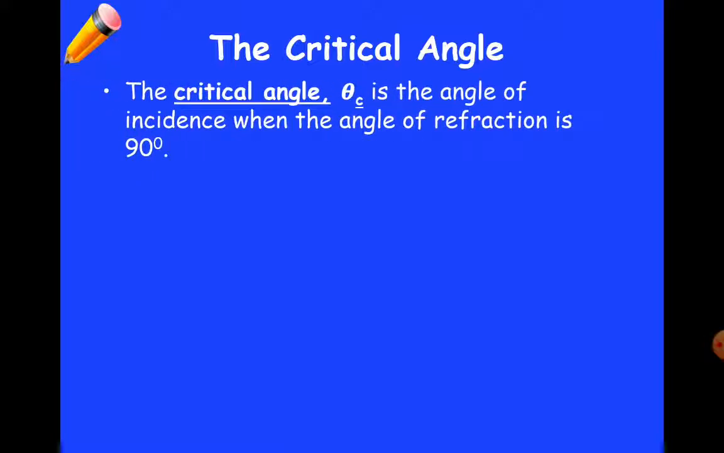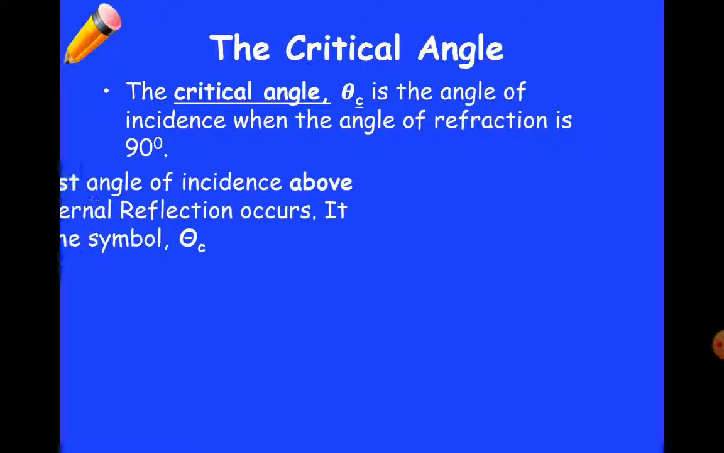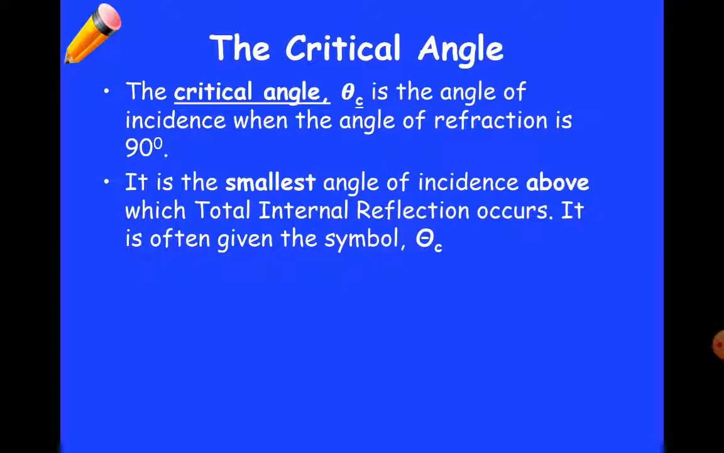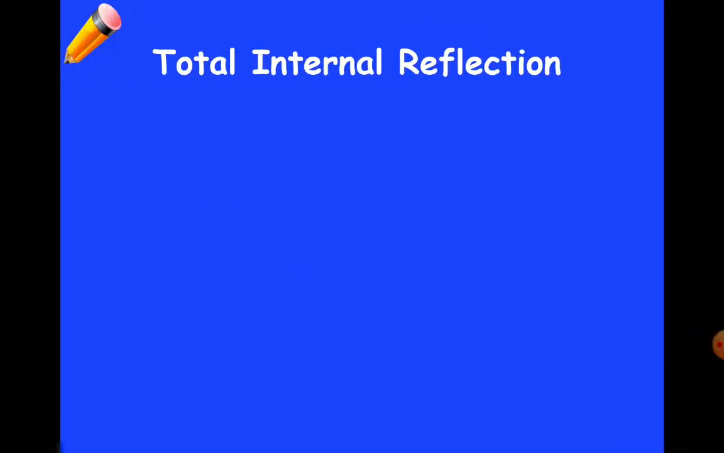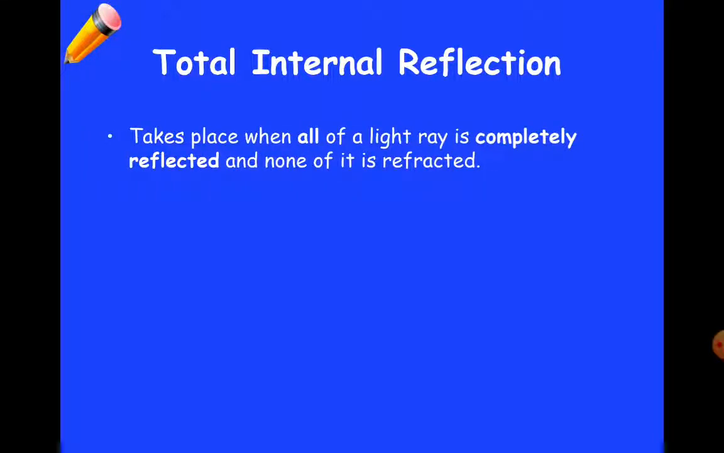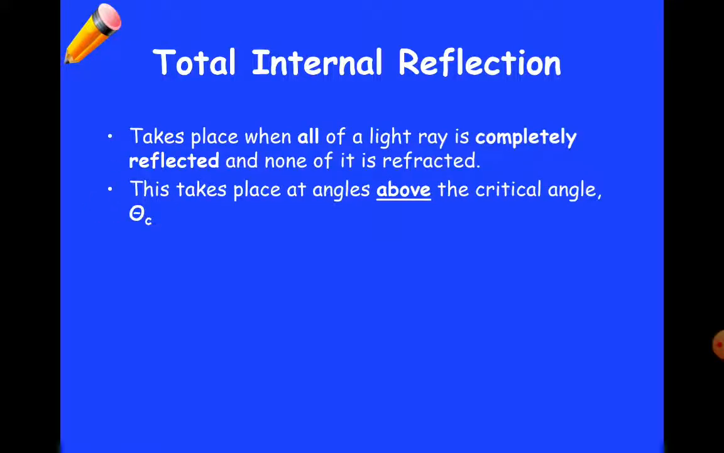Again, the critical angle. The critical angle is the angle of incidence for which the angle of refraction is 90 degrees. It is the smallest angle of incidence above which total internal reflection occurs, and we give it the angle C, as we see in this picture. The total internal reflection takes place when the light ray is completely reflected. That means there is no refraction at all. This takes place at an angle above the critical angle.